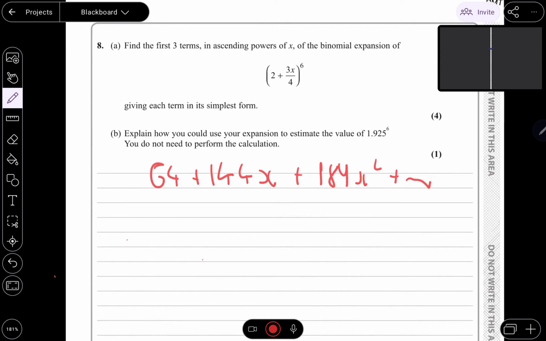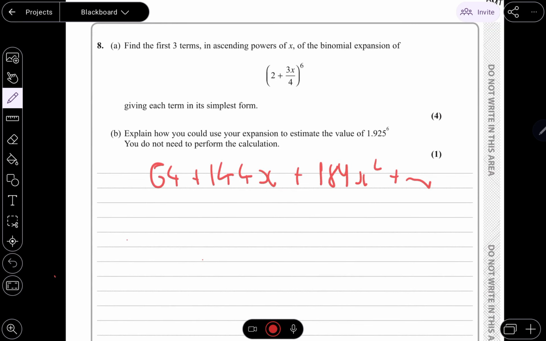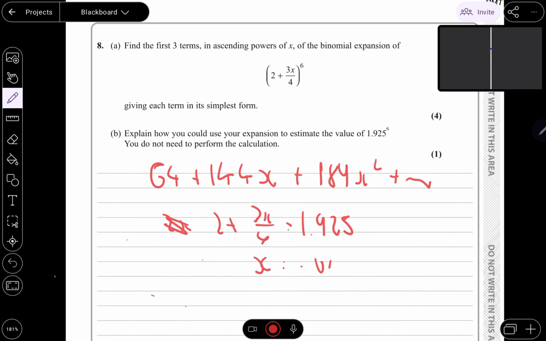Explain how you could use that. So we need to do 2 plus 3x over 4 equals 1.925. And then, of course, we just need to solve this. So this leads to using x equals 1.925 minus 2. Then we'll times by 4. Then we'll divide by 3. And we'll get minus 0.1, which I probably should have worked out in my head.